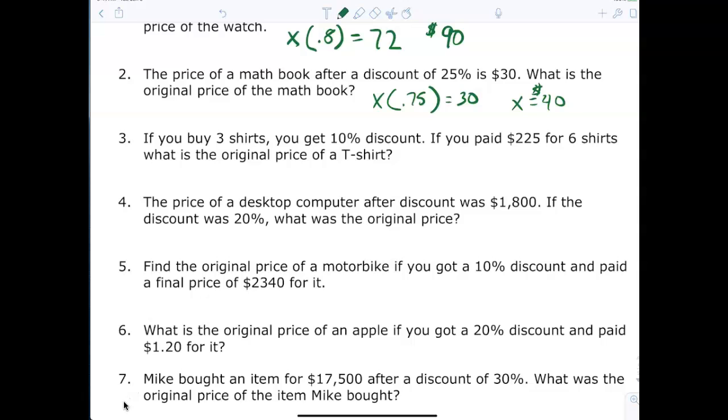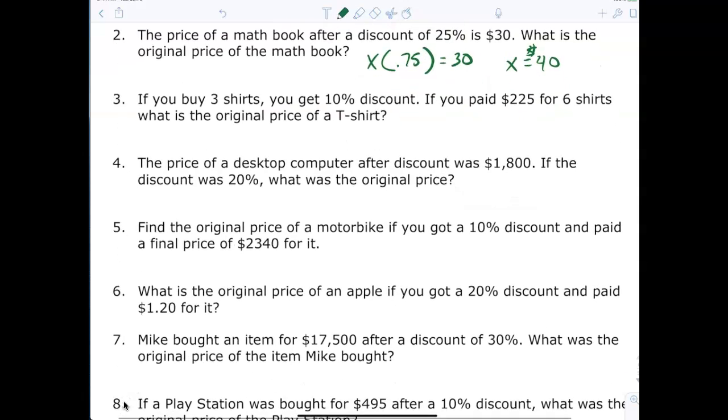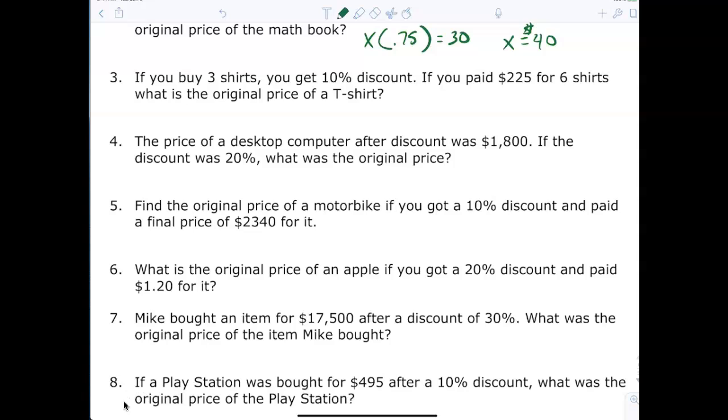All right, Mr. Greek, you can read me number 3. Go. When you buy 3 t-shirts, you get a 10% discount. You pay $225 for 6 shirts. That's the original price of the t-shirt. Wow.